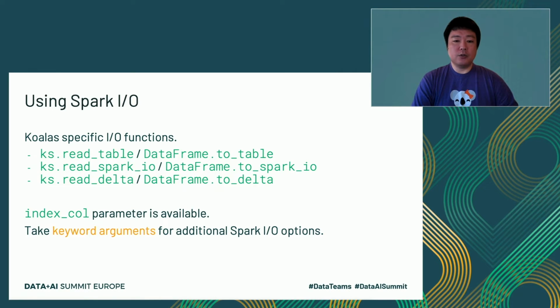Koalas provides more I/O functions. The first pair is for reading and writing the existing tables in Spark SQL. The second pair can be used almost the same as the plain DataFrame reader and writer. There are only essential parameters for ease of use, and keyword arguments to specify other format-specific options. Last but not least, Koalas also can read and write Delta tables if you have Delta Lake installed. Delta Lake is an open source storage layer that brings reliability to data lakes. Please see the Delta Lake documents for more detail. These APIs also take the index_col parameter and keyword arguments, the same as the previous ones.